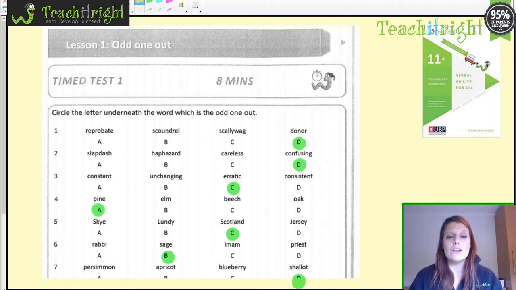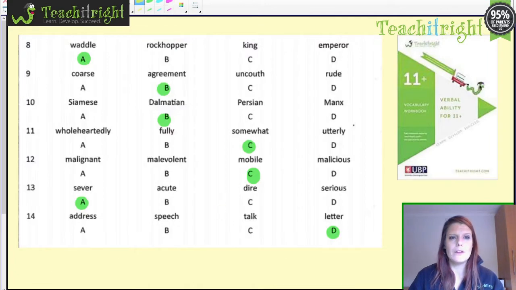Number five, Scotland. The others are all islands. Number six, this is sage. The others are all religious leaders, which you may be familiar with. And number seven, letters are slightly cut off, but this was D, shallot, which is like a type of small onion, and the others are all fruits. Then eight was waddle. The others are types of penguin, and a waddle describes a way of walking, which a penguin might do.